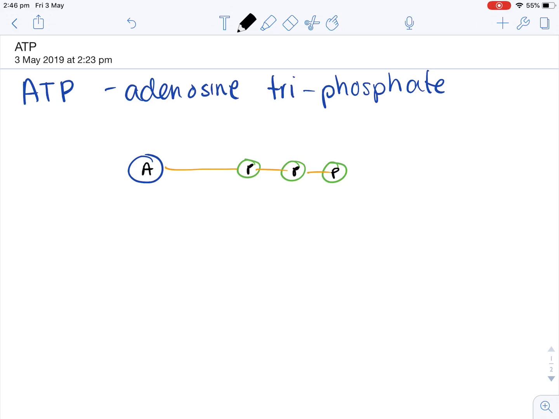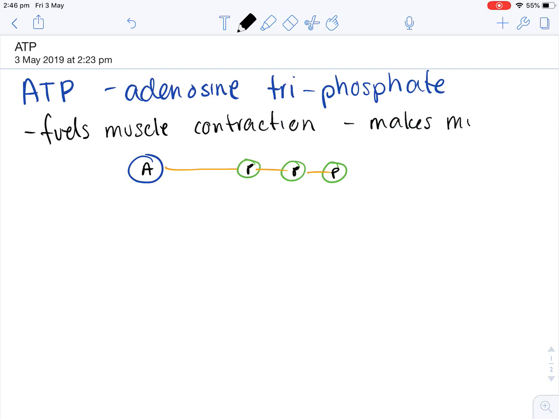ATP is what fuels muscle contraction, and that means it's what makes our muscles work. Okay, without adenosine triphosphate, we wouldn't be able to move. So we need this to make our muscles work and to be able to do the things that we want to do. And in particular, in this assignment and this unit, we're thinking about touch football.